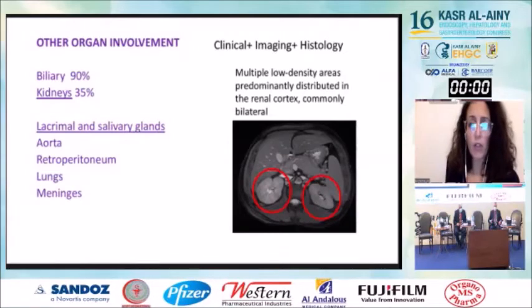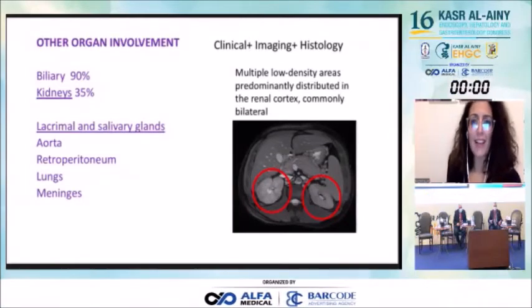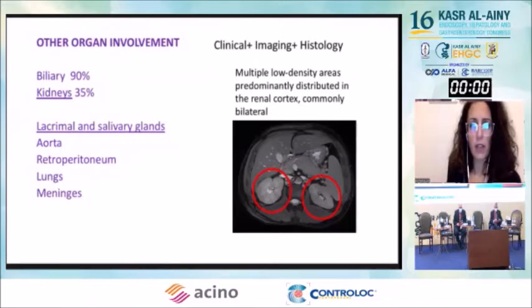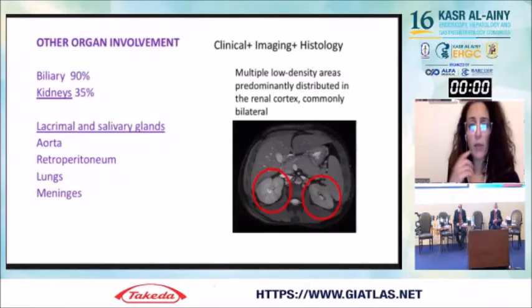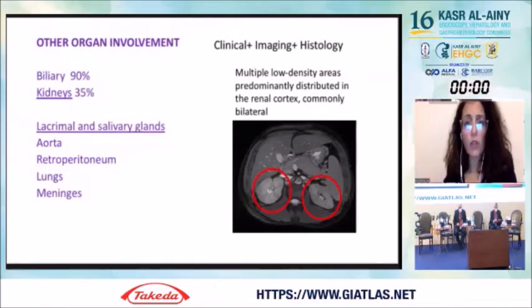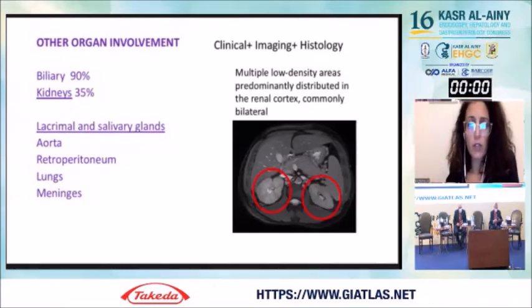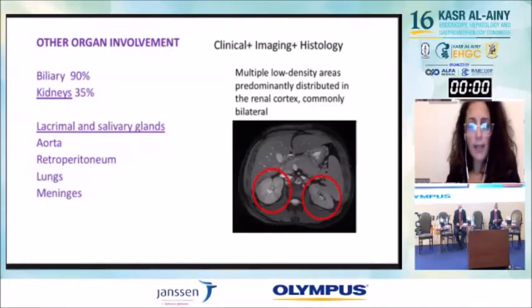And in terms of biology, his renal function was normal, but he had elevated urine proteins, 0.5 gram per 24 hours. So it was something that gave more motivation for treatment, and I'll talk about this later. Lacrimal and salivary glands are usually also involved in this disease. In our patient, he had a biopsy of the salivary gland that showed fibrosis and all histological features consistent with IgG4 disease. Aorta could be involved, retroperitoneum, lungs, and meninges.